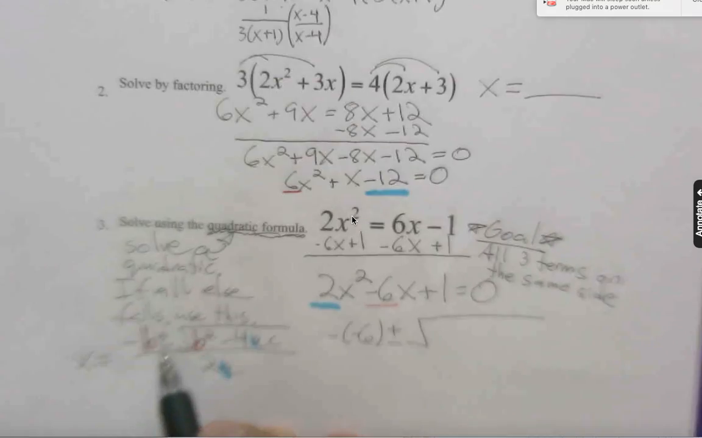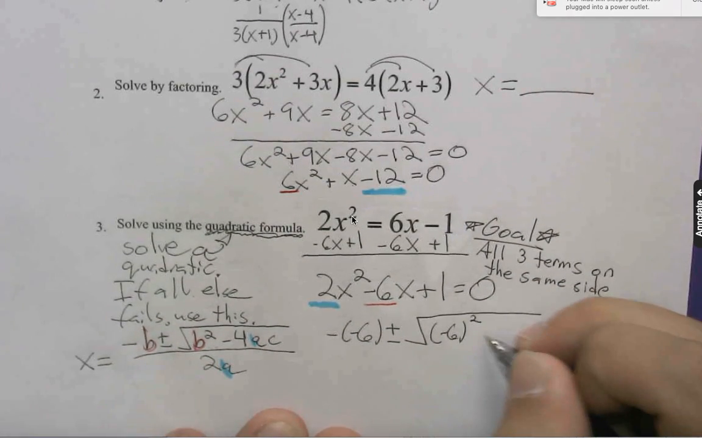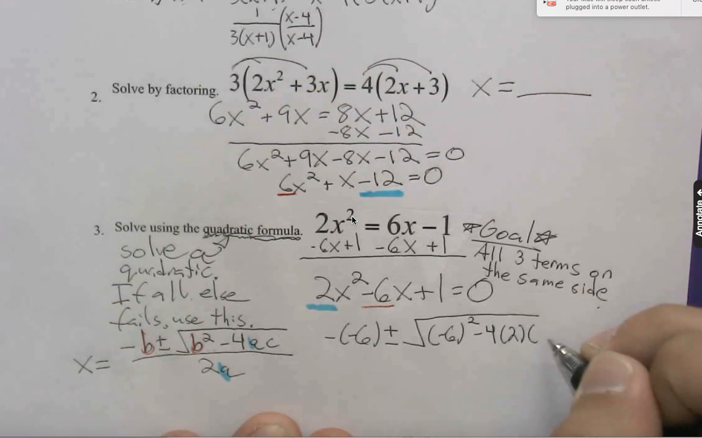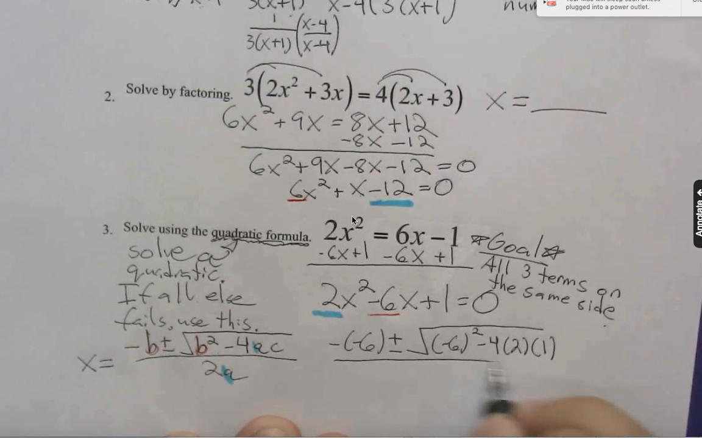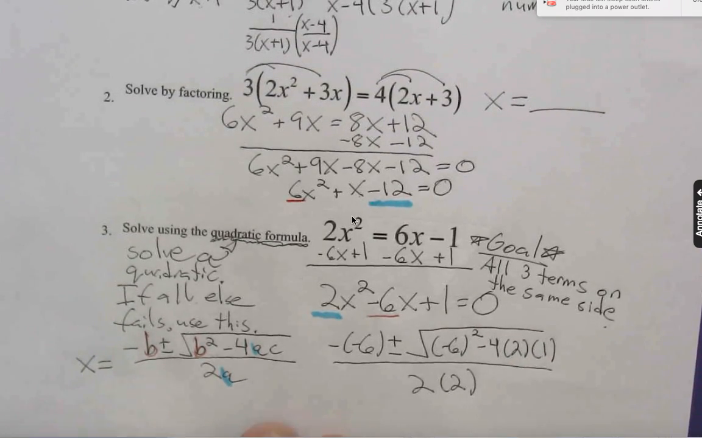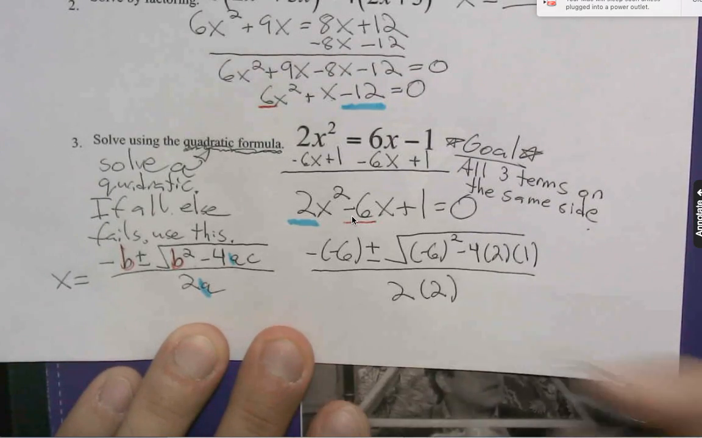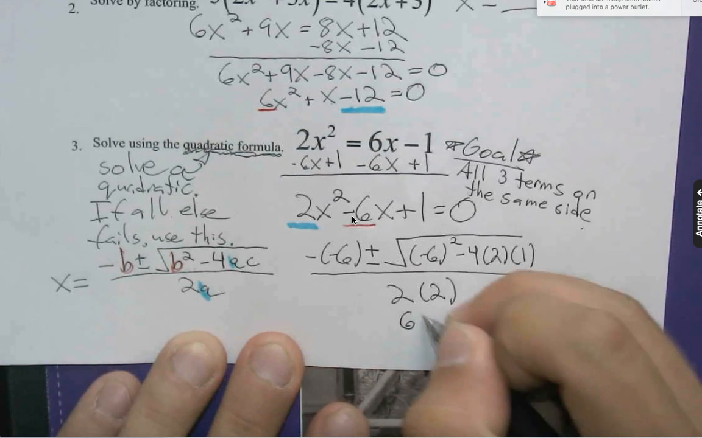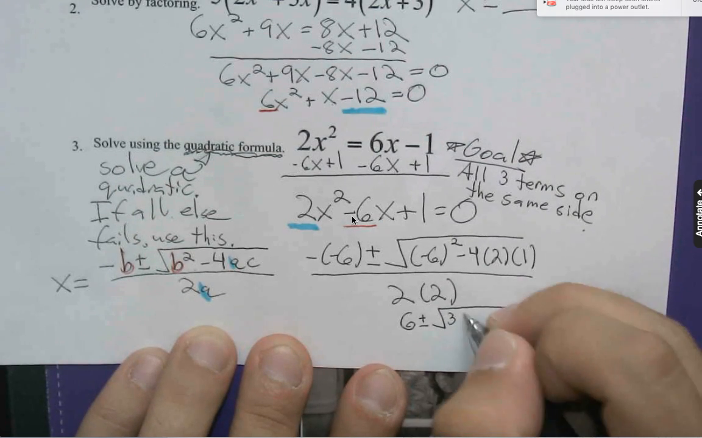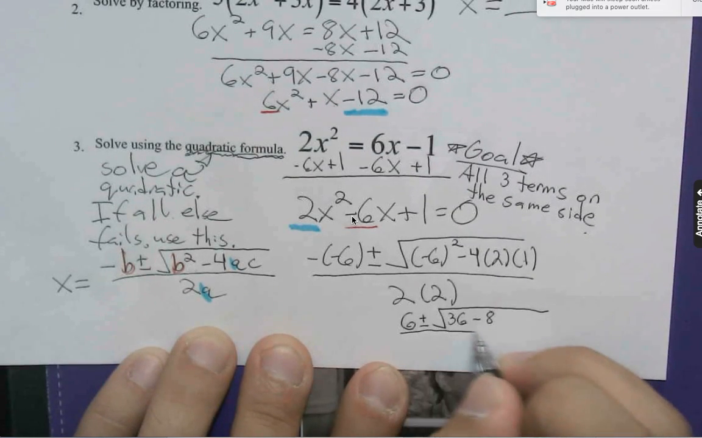Please be consistent with this equation. We then have b squared, so negative 6 squared. We're deducting 4 times a, which is 2, with 1. This is all over 2a. If we start to simplify this as much as possible, we're taking the opposite of negative 6, so this should be just positive 6, plus or minus the square root of 6 squared, so 36, deducting 4 times 2 times 1, so subtracting 8. This is all over 4.